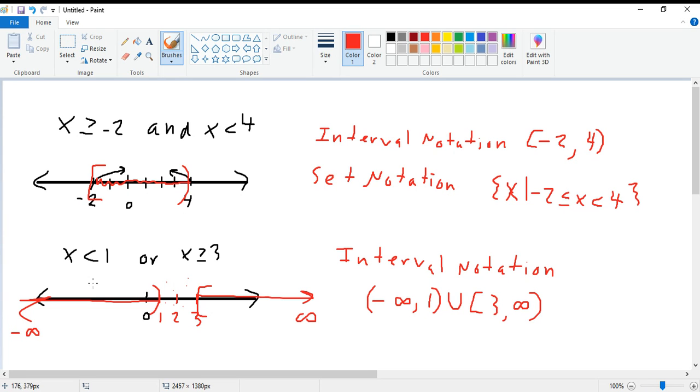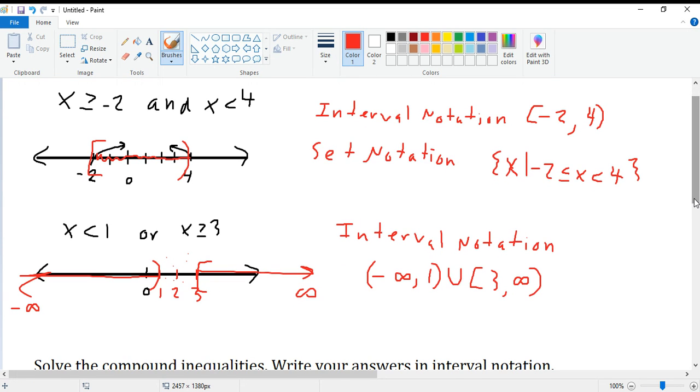So notice that this OR statement ended up as two separate intervals pointing in opposite directions. Usually OR statements will be pointing in opposite directions like this. Again, technically not necessarily, but usually. If you wanted this in set notation would just have a squiggly bracket, X line, like that. So nothing terribly interesting there.